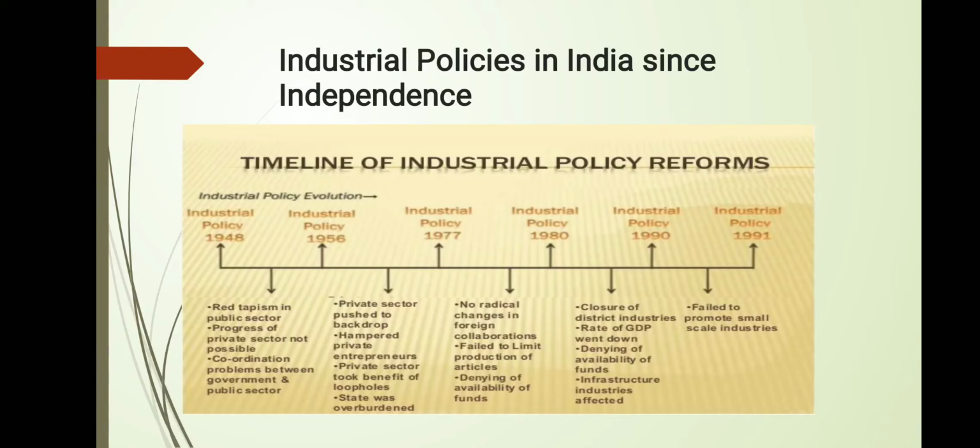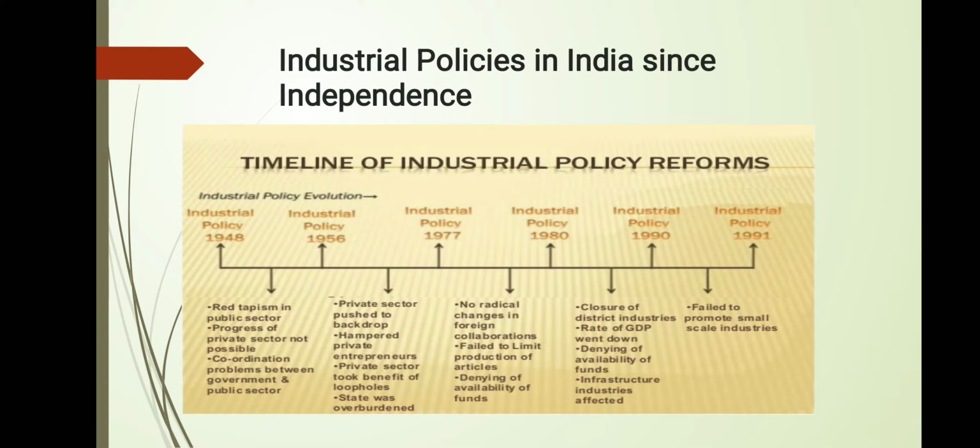In the last session, we discussed industrial policies and the objectives of industrial policies. In this session, we are going to discuss industrial policies in India since independence. Since independence, the Indian government has formulated various industrial policies like industrial policy 1948, industrial policy 1956, industrial policy 1977, industrial policy 1980, industrial policy 1990, industrial policy 1991. We will discuss them one by one.